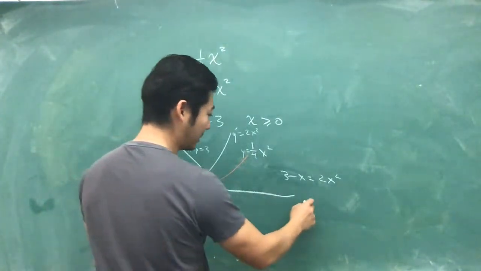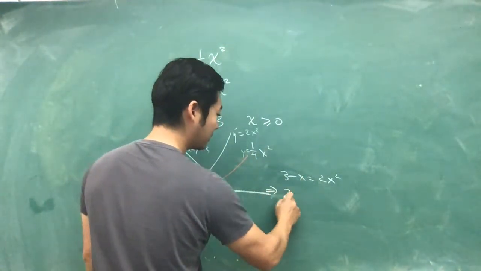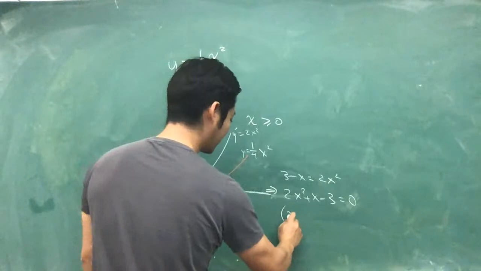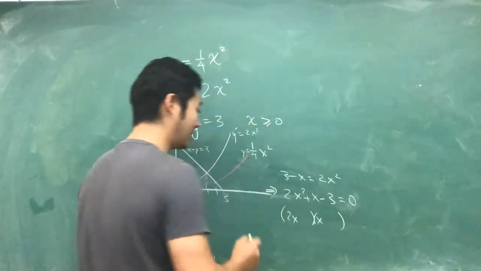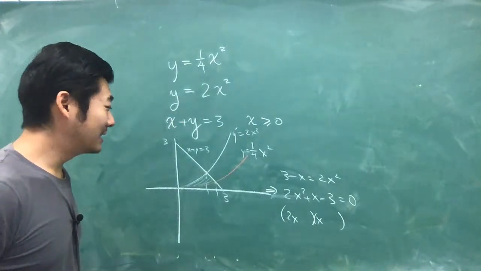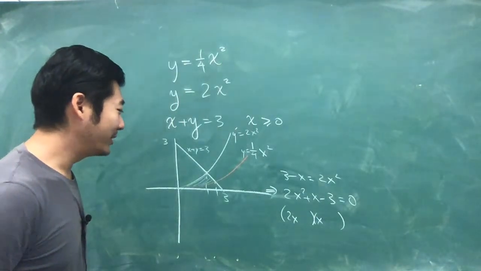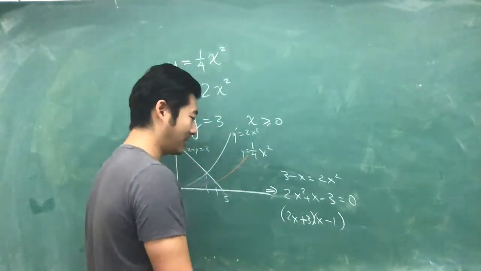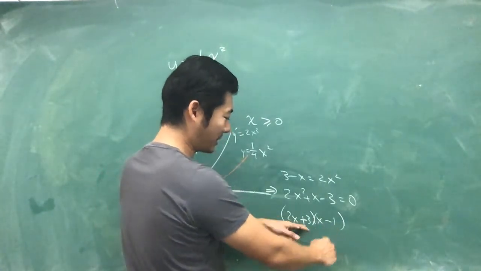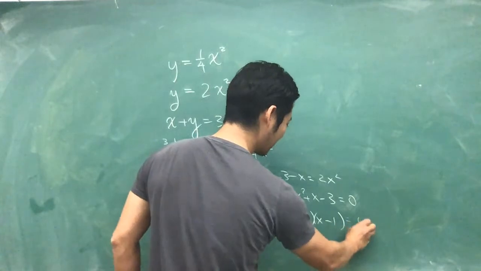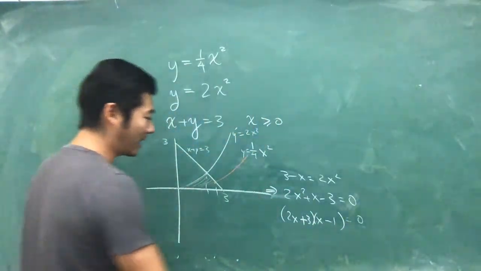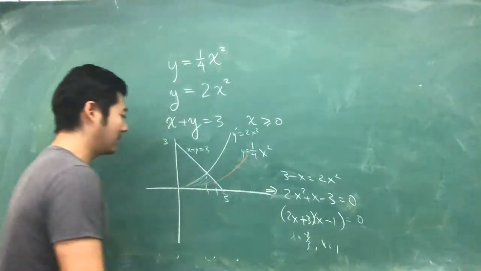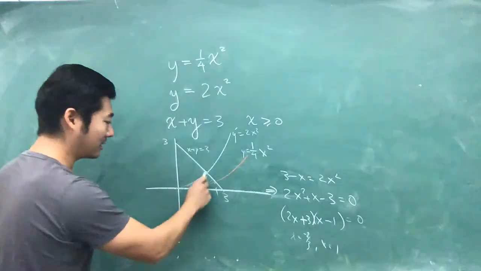And so this is the same as 2x squared plus x minus 3 equals 0. So this is going to split up as probably plus 3 and minus 1, because then you get minus 2 plus 3 is x, and then, yeah, so this works. So you get x equals negative 3 over 2, and x equals 1, which happens, so this must be at 1.